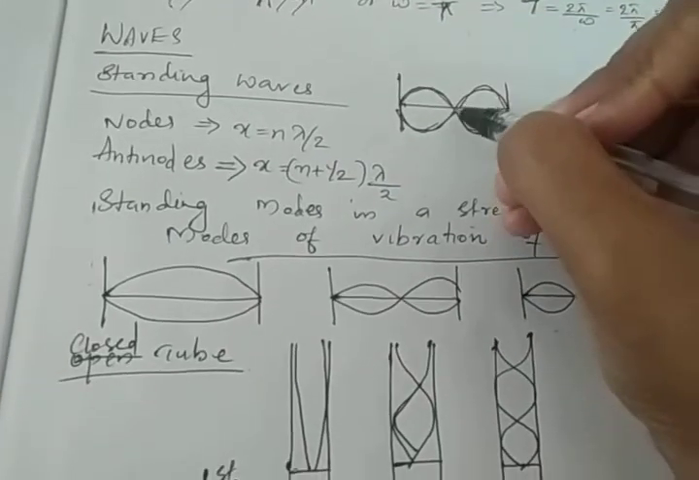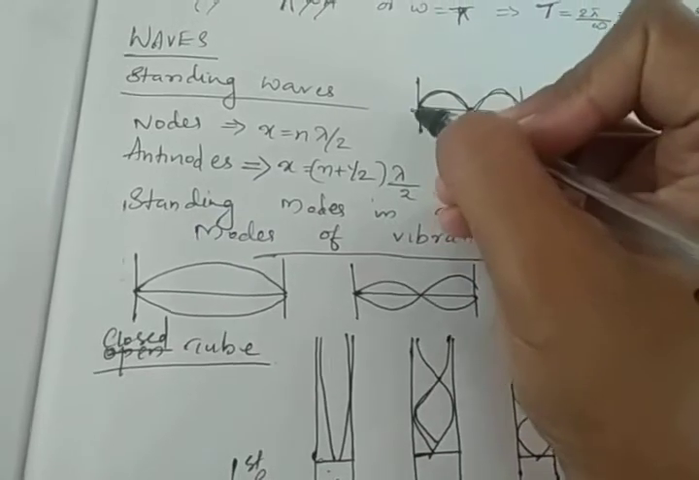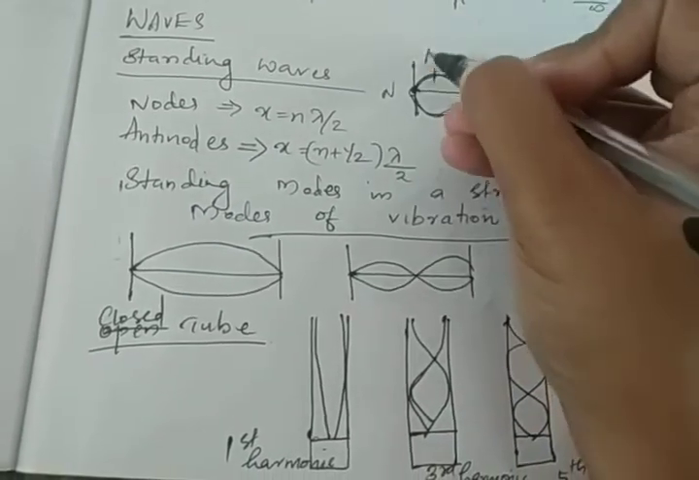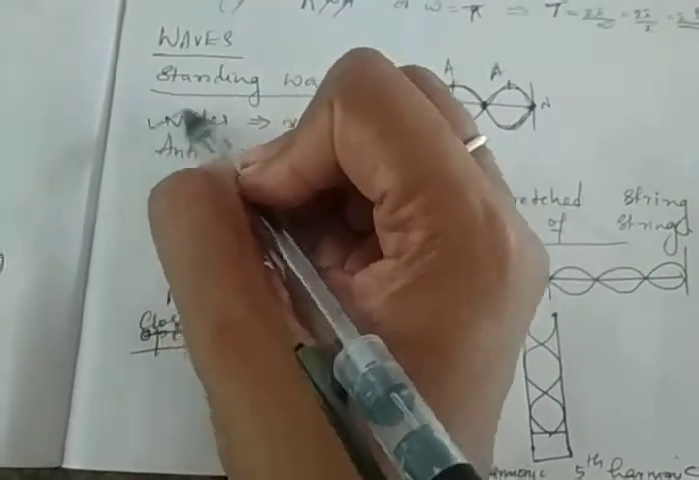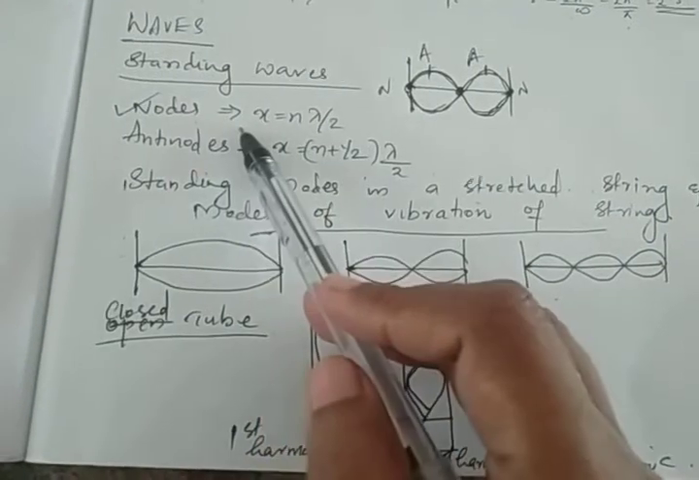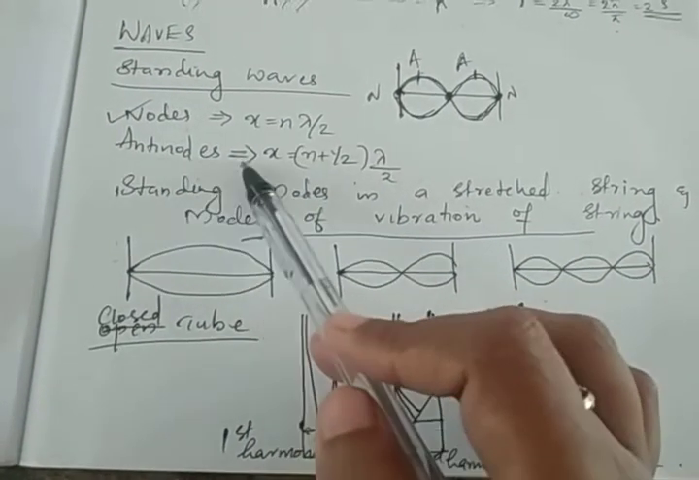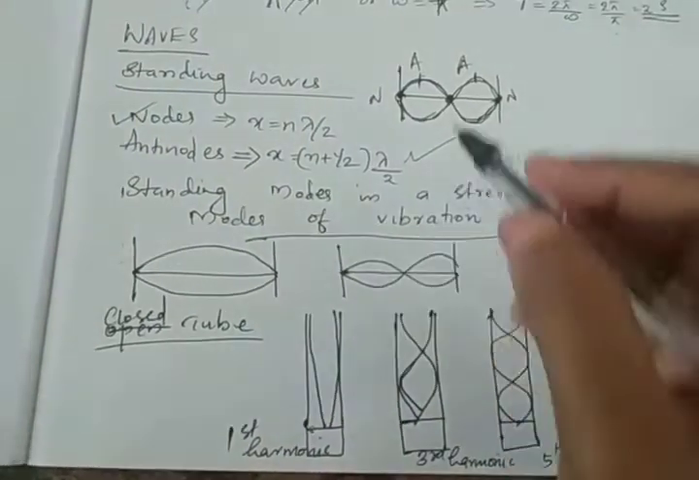The portions where the amplitude is 0 are called nodes, and the areas where the amplitude is maximum are known as antinodes. This is the condition for the appearance of nodes: nodes are observed at x equal to n lambda by 2. Antinodes are observed at x equal to (n plus half) lambda by 2. So you must study the derivation.